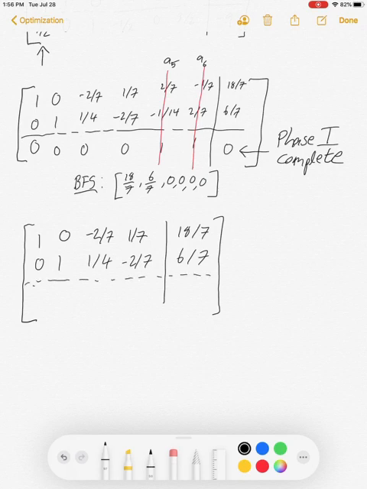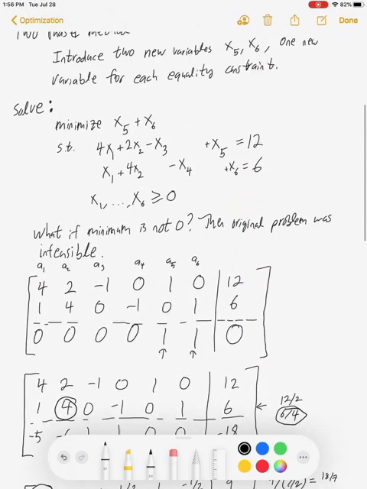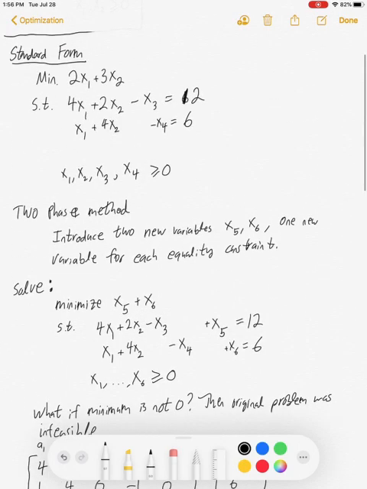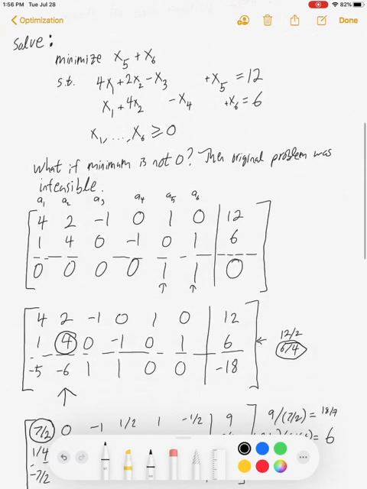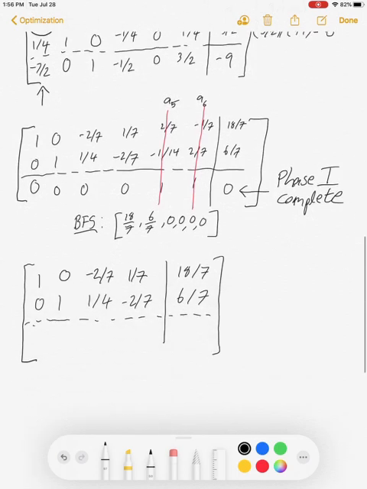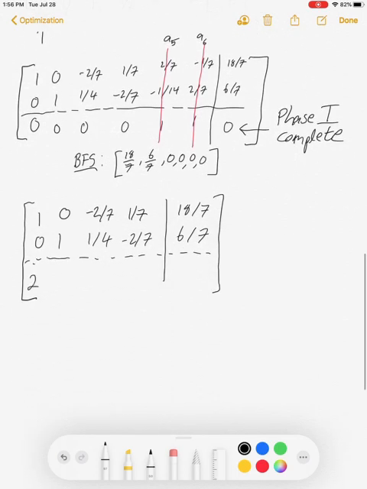And now for the last row, well, our cost function is no longer x5 plus x6. If we scroll back up, the cost function that we cared about was 2x1 plus 3x2. So I'm going to do 2x1 plus 3x2. x3 and x4 don't factor into the cost. I'm going to put a 0 here to start off.